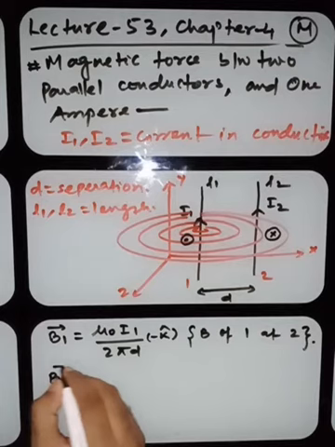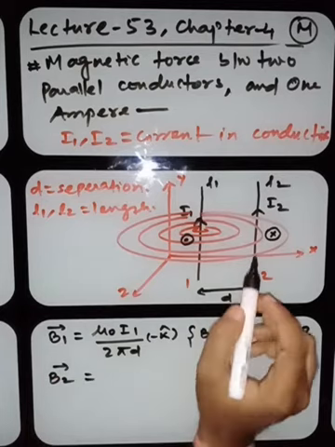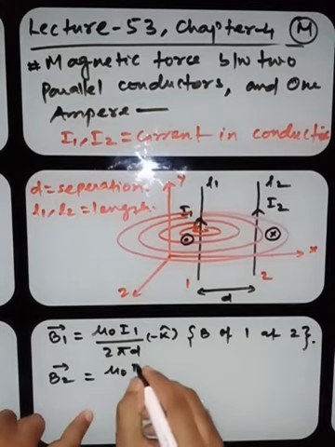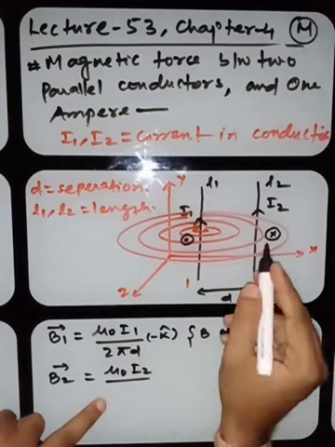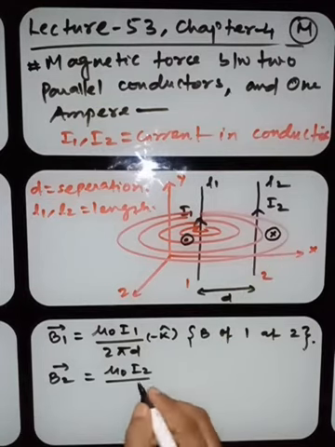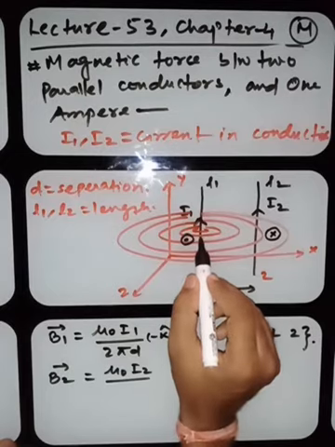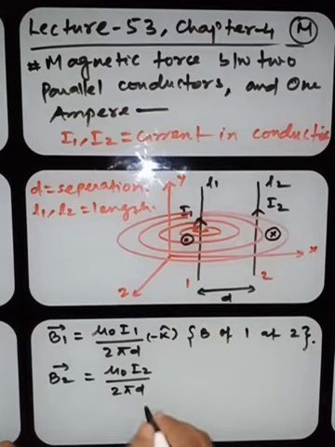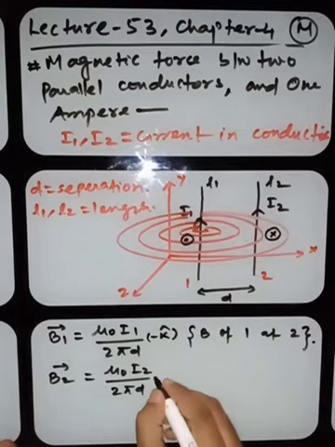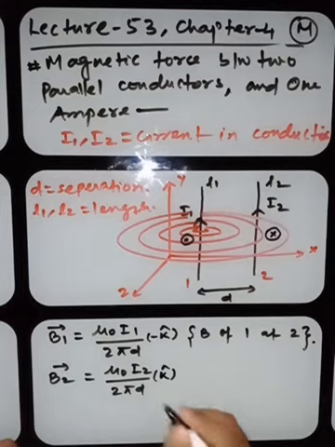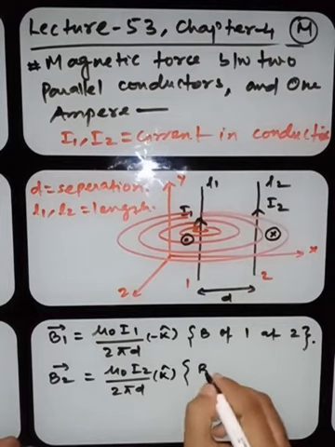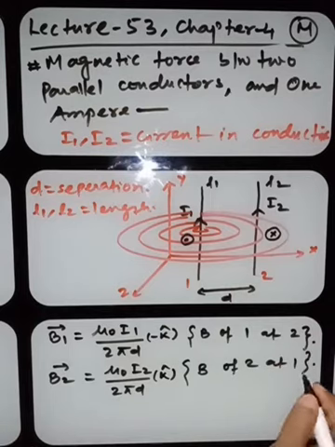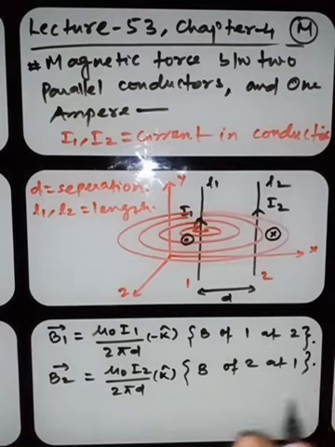Now let me find B2, the magnetic field of the second conductor at conductor 1. It is mu naught. Since it is the magnetic field of conductor 2, we'll consider here the quantities of 2, that is the current of 2, and we have to find the magnetic field at this point, so the separation is d, so 2 pi d, and the direction will be upward, it is k cap. You can mention the magnetic field of 2 at 1. Yes.